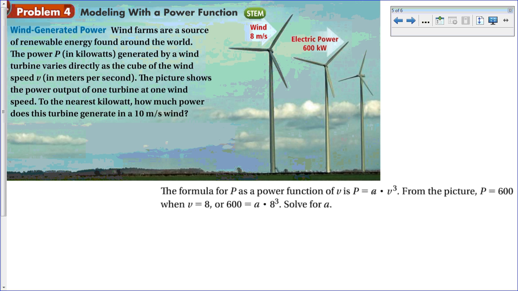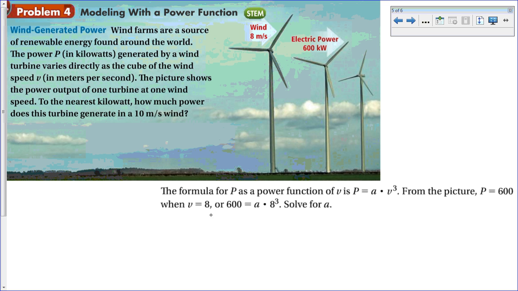No, I'm sorry, A is not the speed. V is the speed. And of course, A is that constant of proportionality. Now, in this case, we're given P, because we know from the picture, we're given P, 600. We're given V, 8 meters per second. So now we need to solve for A. We need to solve for the constant of proportionality.